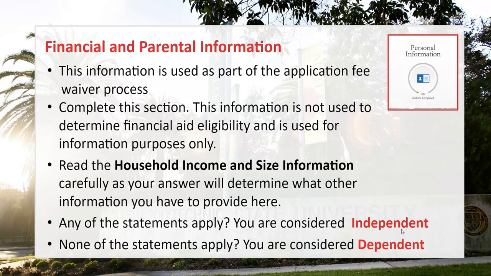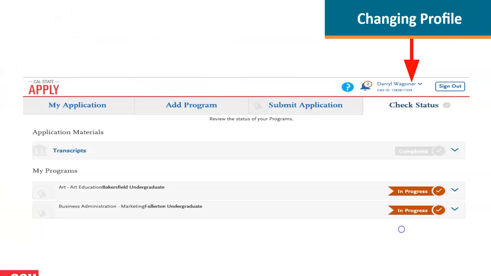You'll then want to complete the financial and parental information. This is how they calculate the fee waiver. This information is not used to determine financial aid and is only used for information and the fee waiver. You'll want to complete the household income and size information, and then it'll ask if any of these statements apply to you, and that would determine if you're an independent or a dependent student.